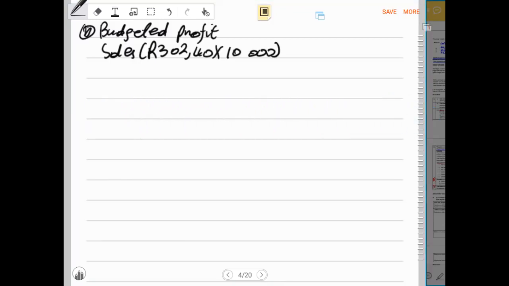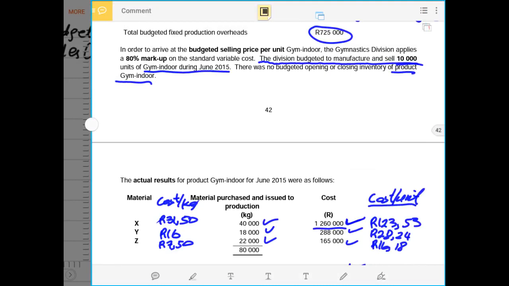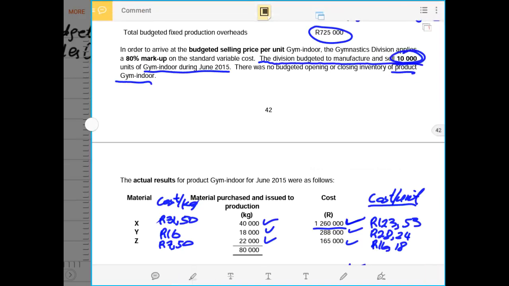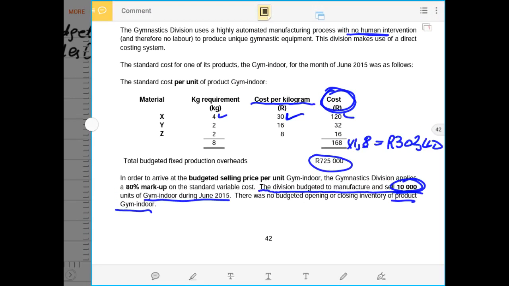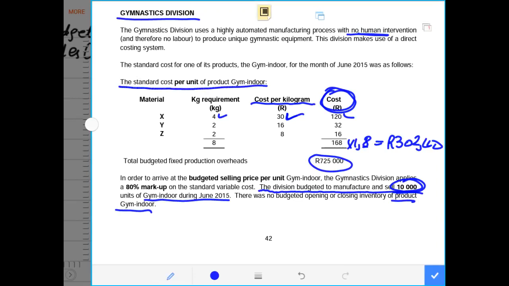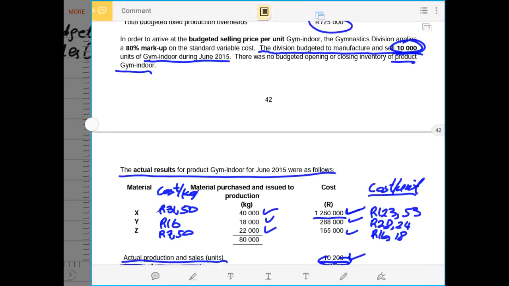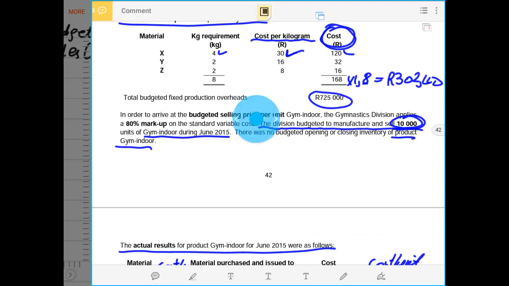Let me just go and check on that. We budgeted to manufacture 10,000 units. There was 10,000 units. And remember, this is the budgeted information, which is the standard cost information, under budgeted. And this is actual information for the same division. So we start with the budgeted because we are reconciling budget with the actual.